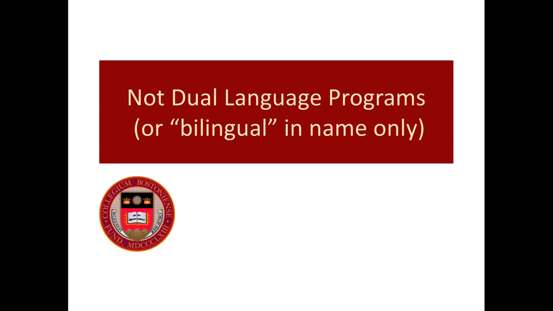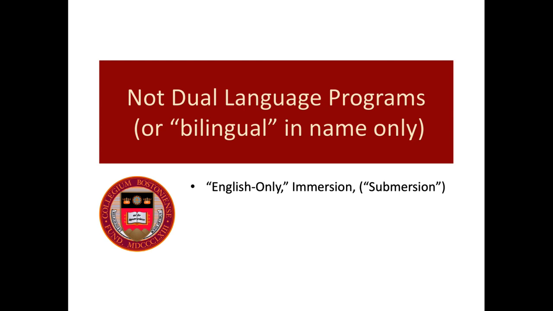So now we will begin to analyze program models in terms of these variables and key attributes. In your handout, you will see that we are including programs that are not bilingual or dual language programs. These programs are important for you to know about because the programs might use terms like immersion or bilingual that are associated with bilingual or dual language education. It's important to clarify why these are not truly bilingual or dual language programs.